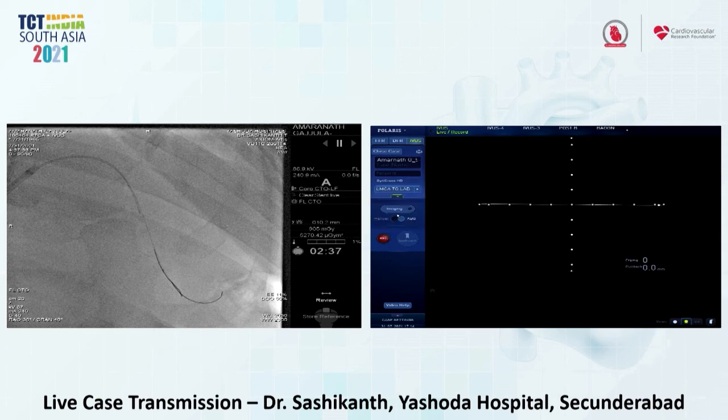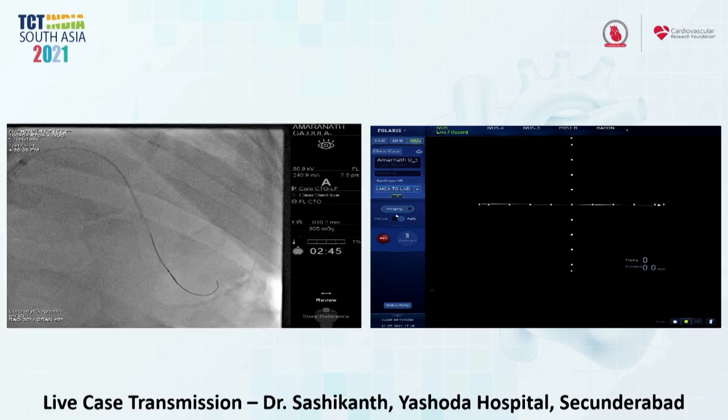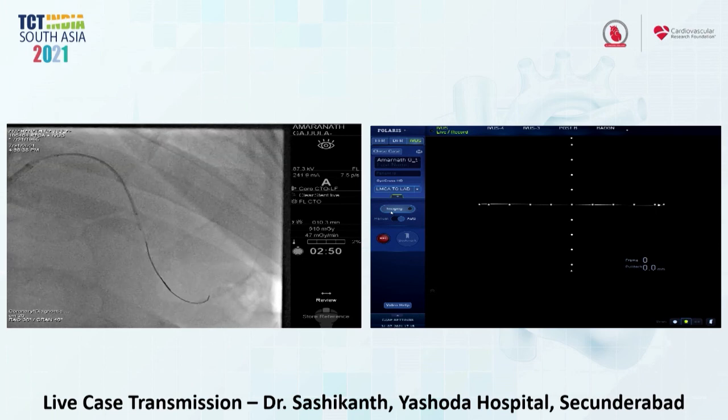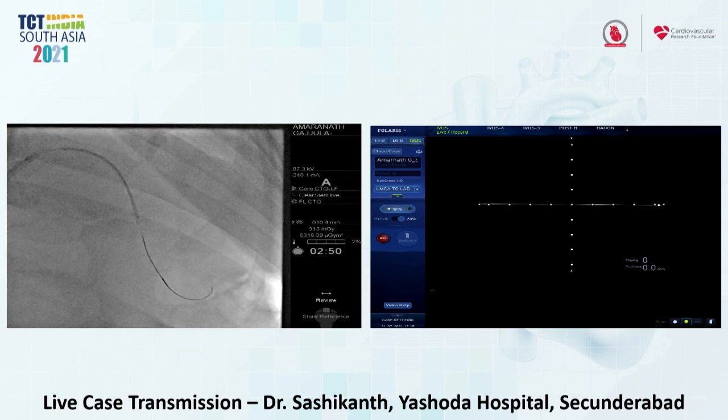From my experience, I think to make an IVUS, as you suggested, to see how long the lesion is and to mark this lesion, it will be enough. So can we have the live IVUS now?